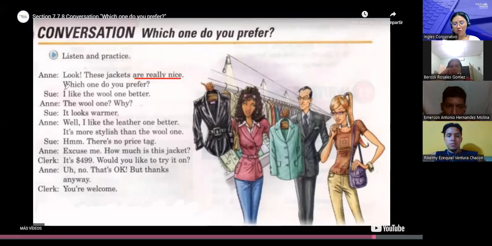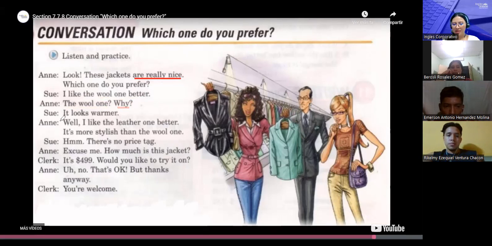Which one do you prefer? ¿Cuál prefieres? Sue le responde. Ella es Sue. She is Sue. I like the wool one. I like the wool one better. Ya vamos a averiguar qué material es. Porque si se fijan, son materiales diferentes. Dos jackets, different materials. The wool one.